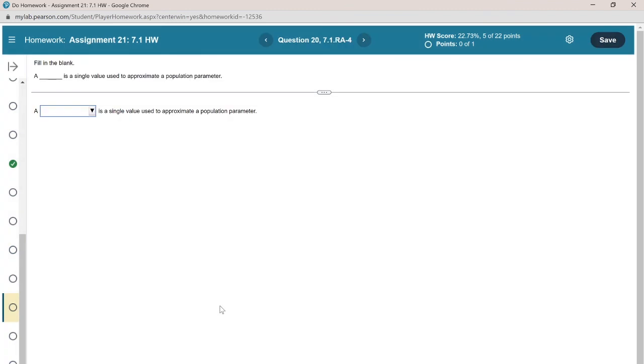Let's look at another problem. Fill in the blank: dash is a single value used to approximate a population parameter. That's called point estimation. That's the definition of point estimation.